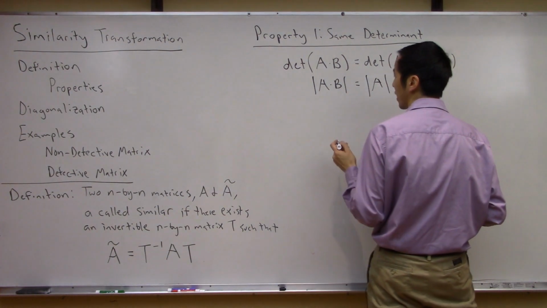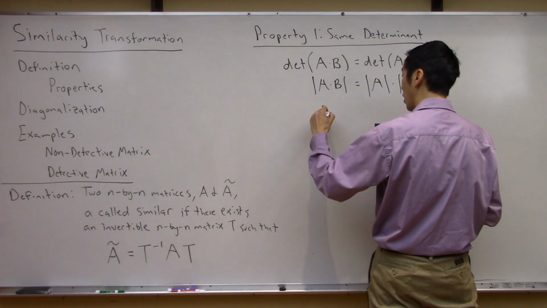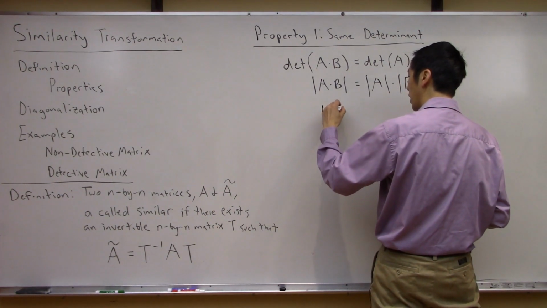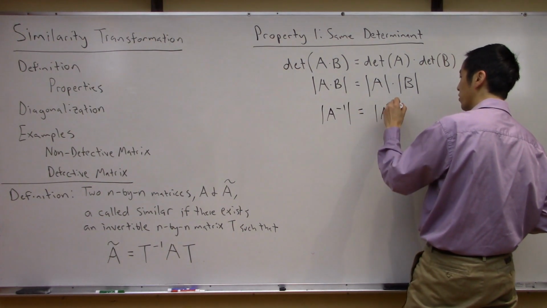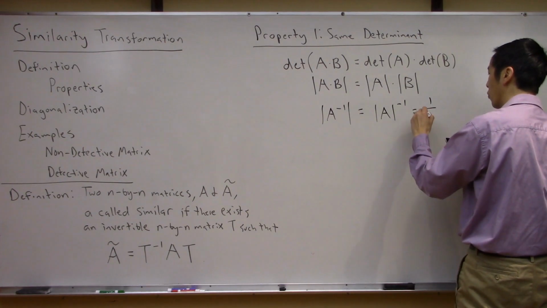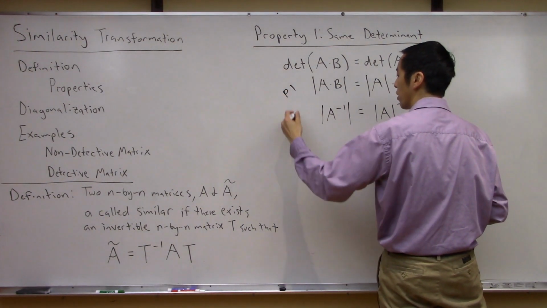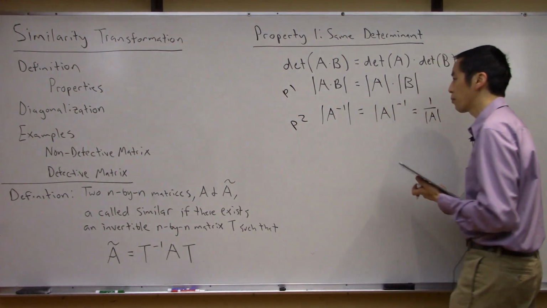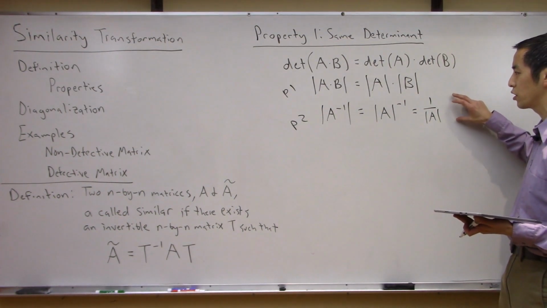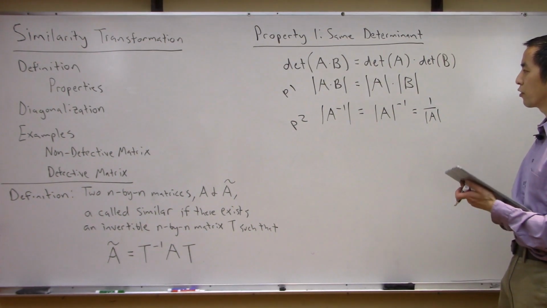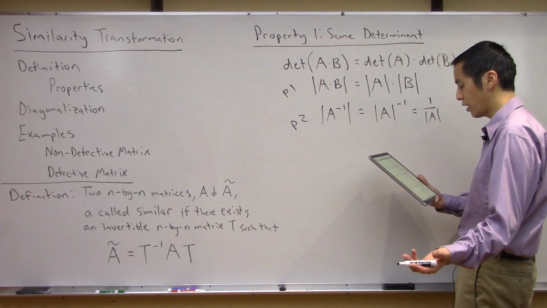The other one that I'd like everyone to remember is that the determinant of a matrix inverse is the same thing as the determinant of the matrix to the -1, or 1 over the determinant of the matrix. So these are properties P1 and P2. Again, these are just properties of determinants. They have nothing to do with similarity transformations. This is just how determinants of matrices work. Feel free to verify this on your own, but now let's apply these two to our definition of a similarity transformation and see what pops out.